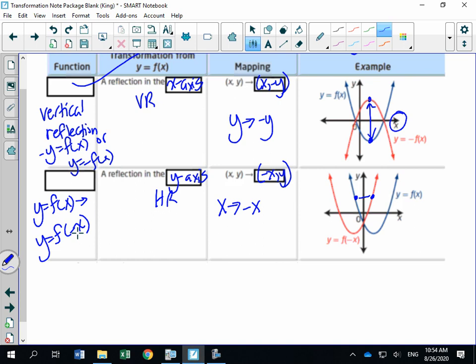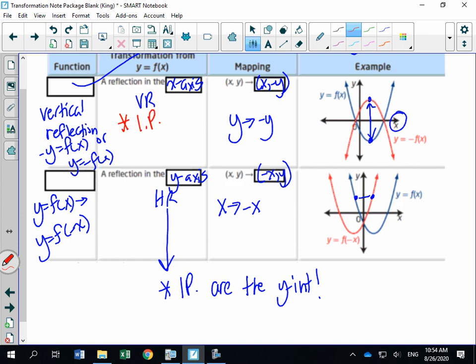And the last thing that you should put on this page is, with horizontal reflections, write down what your invariant points are. So with horizontal reflections, invariant points are the y-intercepts. And for vertical reflections, invariant points are the x-intercepts.